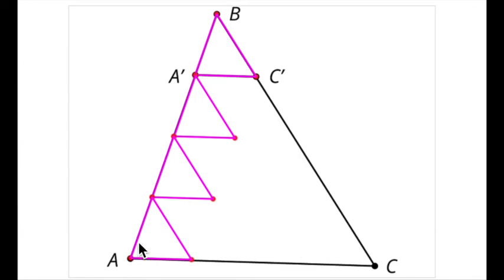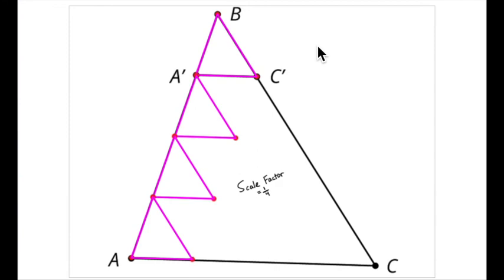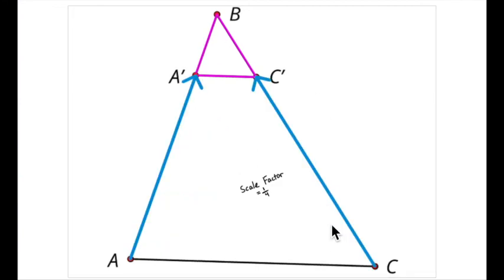So you're going to take 1/4 of this distance, which is going to be A prime B, and scale this larger triangle down to the smaller triangle. And the center of dilation to do that is going to be at point B. So the scale factor is 1/4, and you scale this larger triangle down to A prime, B, C prime, with the center of dilation at point B.